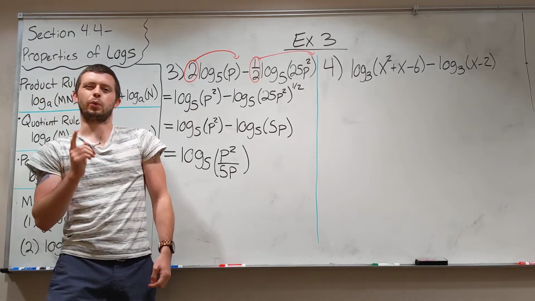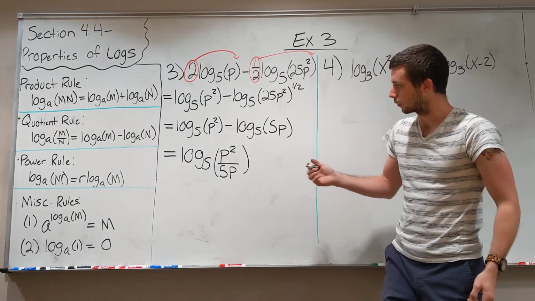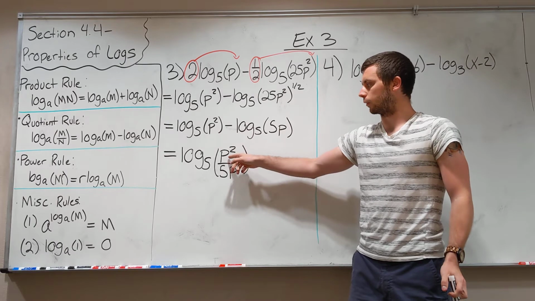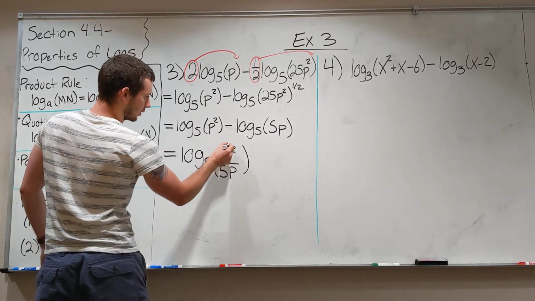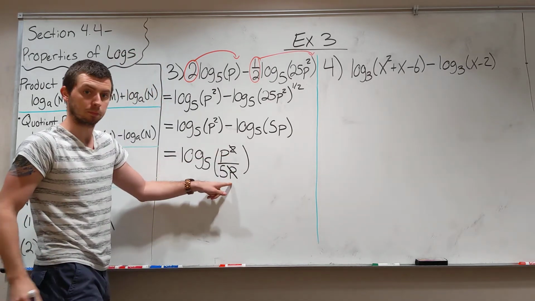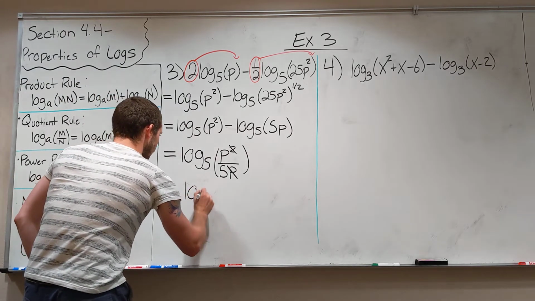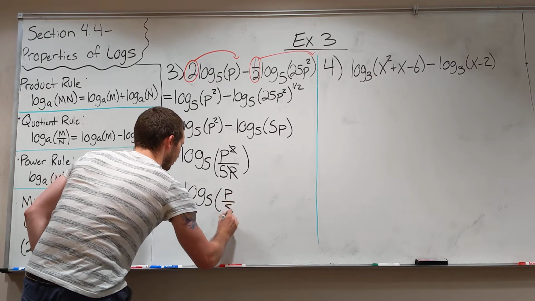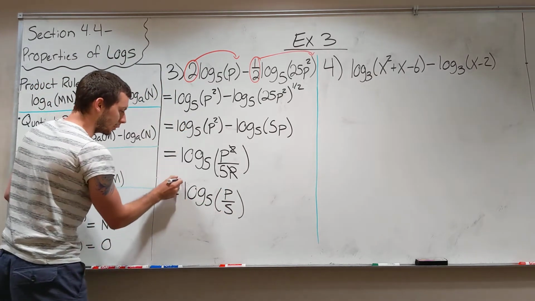But technically, we're not done, because from here, what we have to do is simplify the fraction, which simply means that there's a p squared and a p. So there is a cancellation. One of the p's in the numerator cancels, and the p in the denominator does as well. So now what we're left with is p divided by 5. And this is now a simplified singular logarithm.